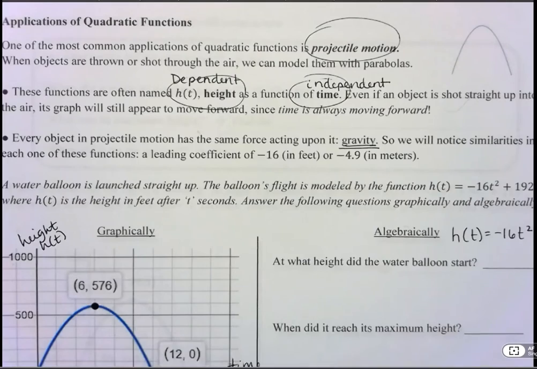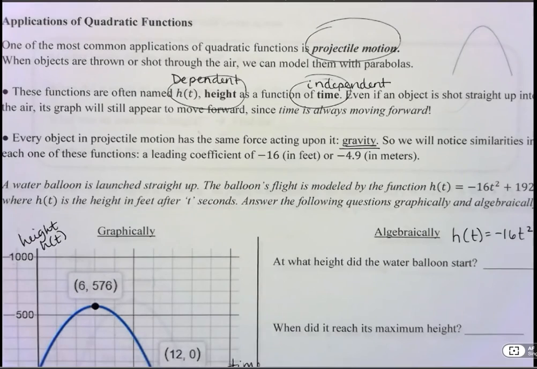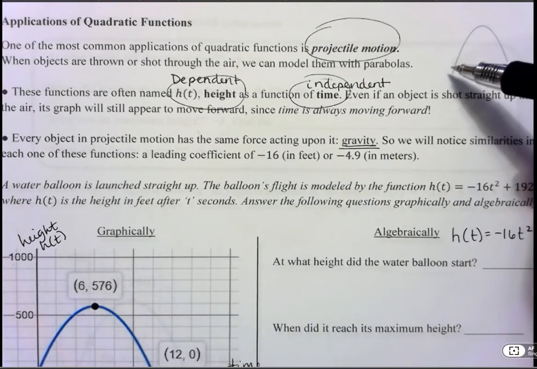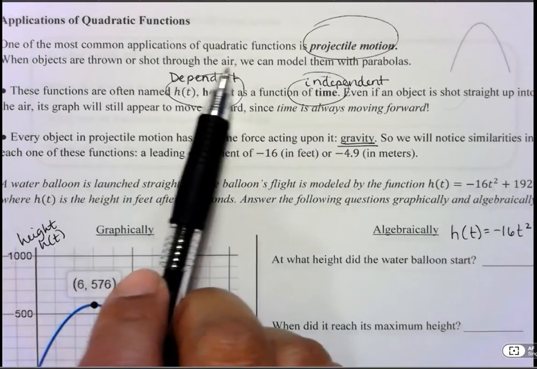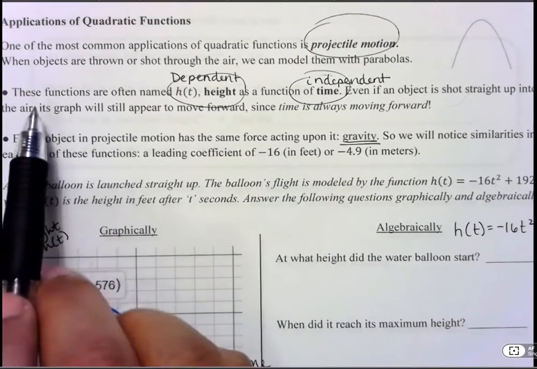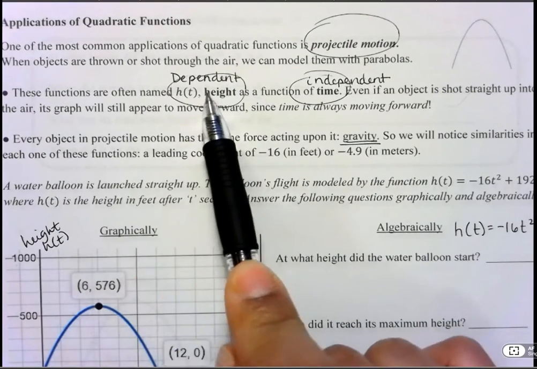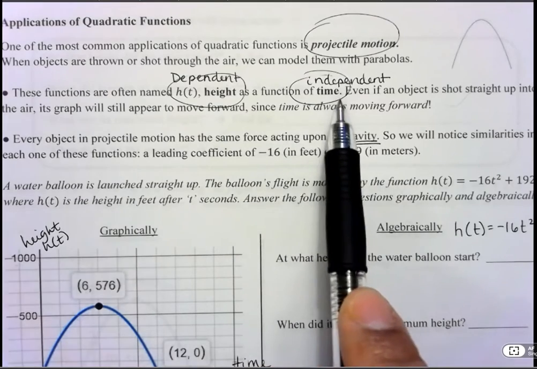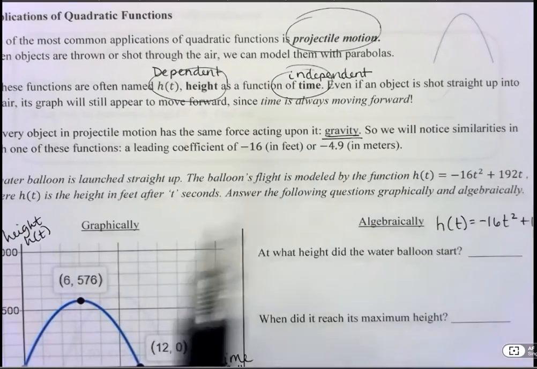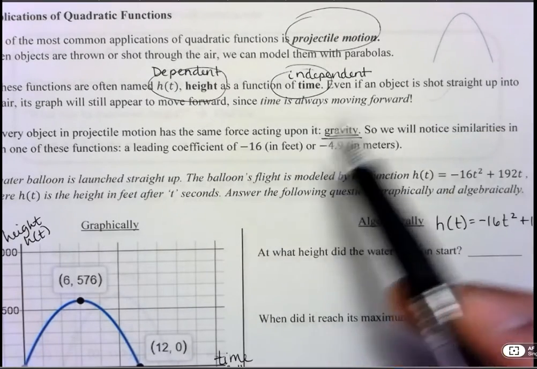Good morning, students. Today we're going to be working on applications of quadratic functions. One of the most common applications of quadratic functions is projectile motion. Projectile motion is when you shoot objects into the air or through the air, and we can model them with parabolas. In these functions, the height is your dependent variable, and the independent variable is time. Even if the object is shot straight up into the air, the graph is still going to appear to move forward because time is always moving forward.